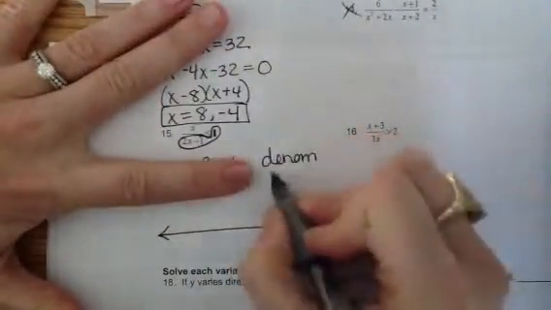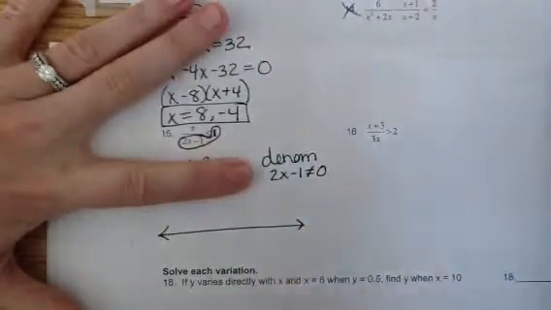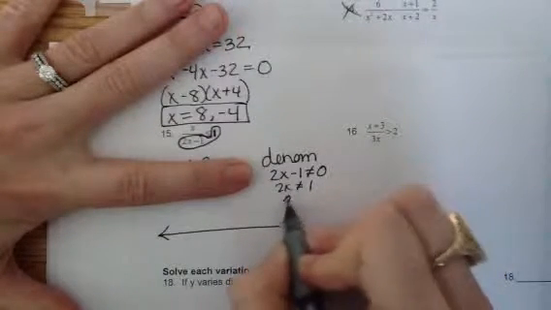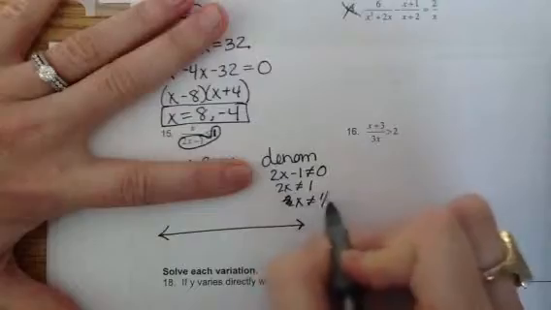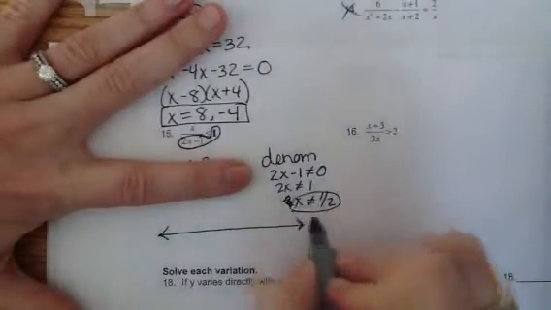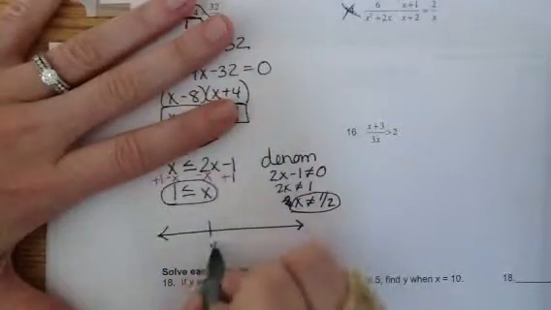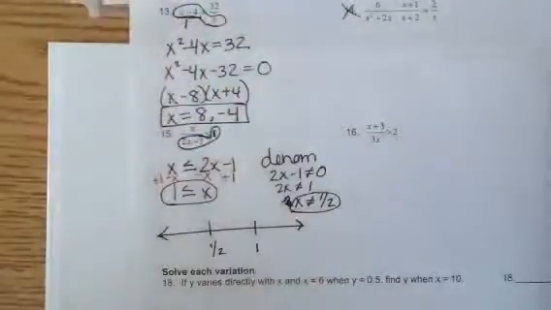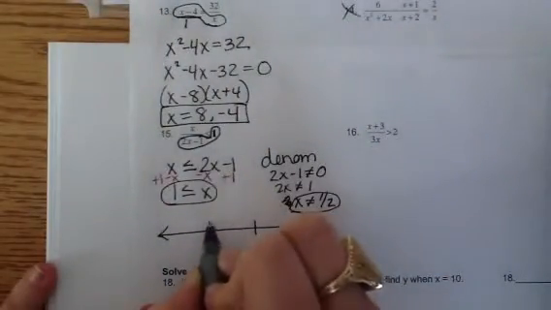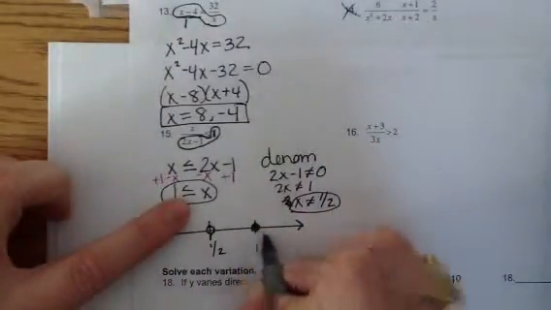Go back up here. This is your denominator, and you don't want that to be 0. You solve. X cannot be 1/2. So 1/2 is a number, and 1 is our number. And those are the ones we're going to put on our number line. The half is open. The 1 is a closed circle.